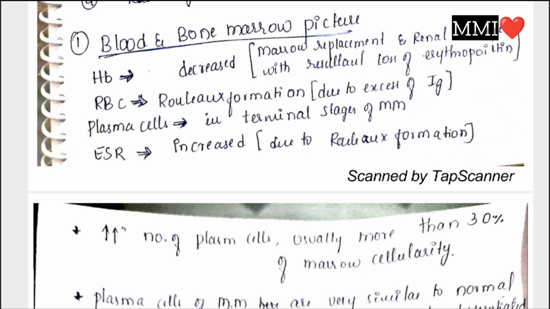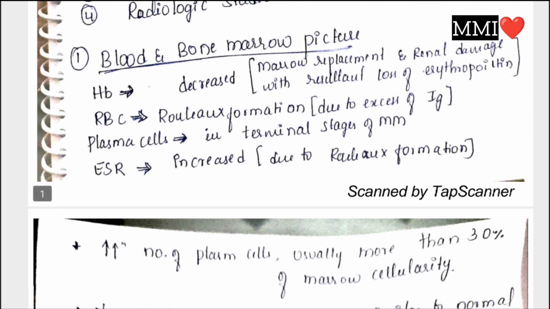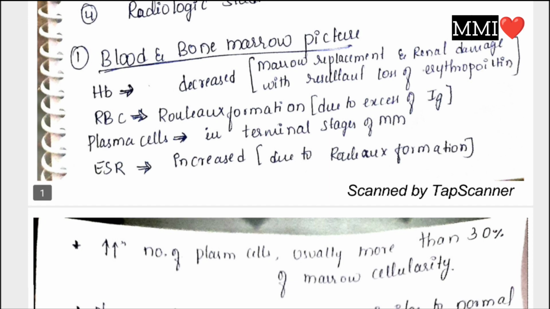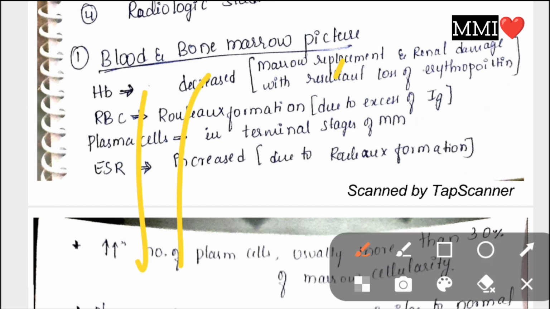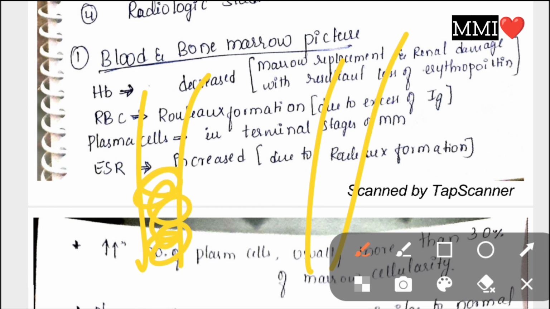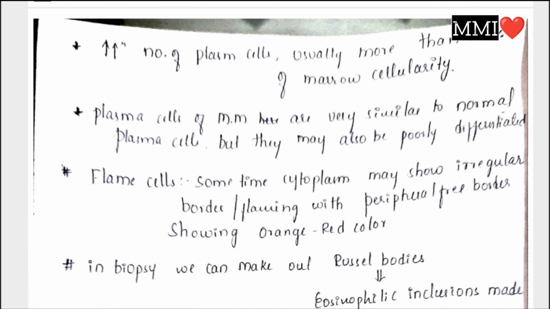ESR, erythrocyte sedimentation rate, is increased due to the Rouleaux formation. What is ESR? Erythrocyte sedimentation rate. It is calculated by two methods, that is, Westergren's method and Wintrobe's tube. It is increased in multiple myeloma because of Rouleaux formation. Erythrocyte sedimentation rate means the rate at which the RBCs settle downward. Hematocrit is measured in Wintrobe's tube.